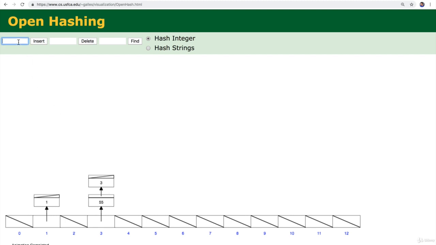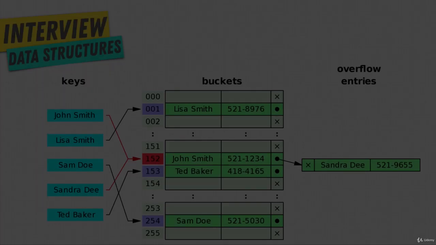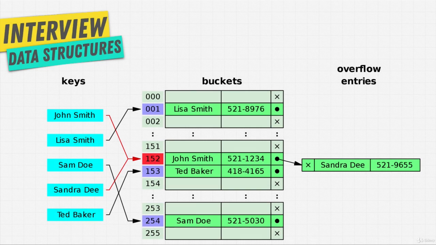Let's keep adding here and see what happens. I'll add 2, maybe add 12, and finally add 14. Uh-oh, it did the same thing again. And what we just noticed here is something called collision. And a collision looks something like this.